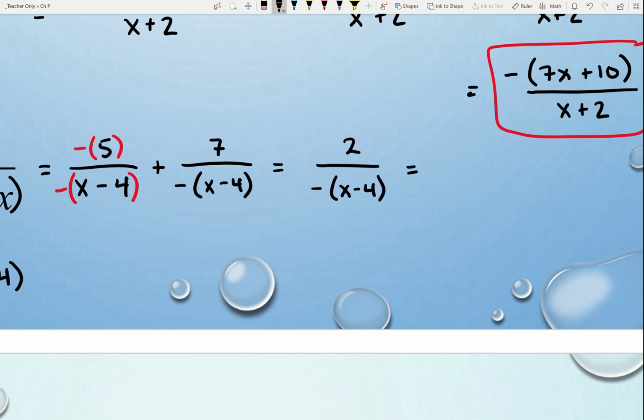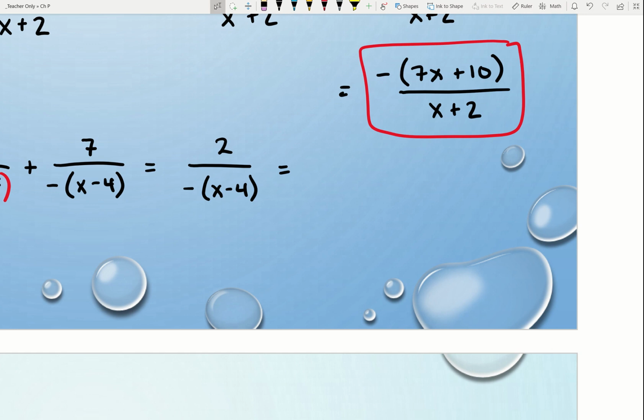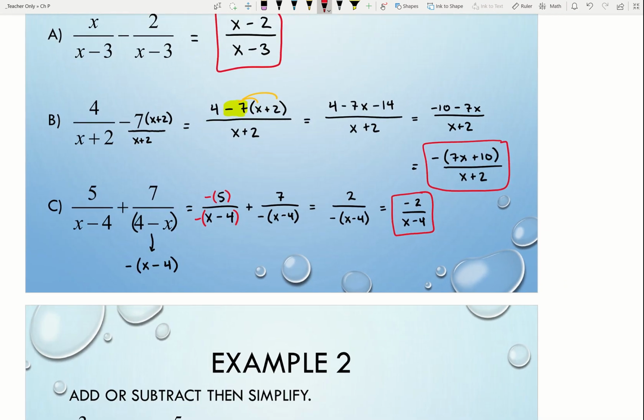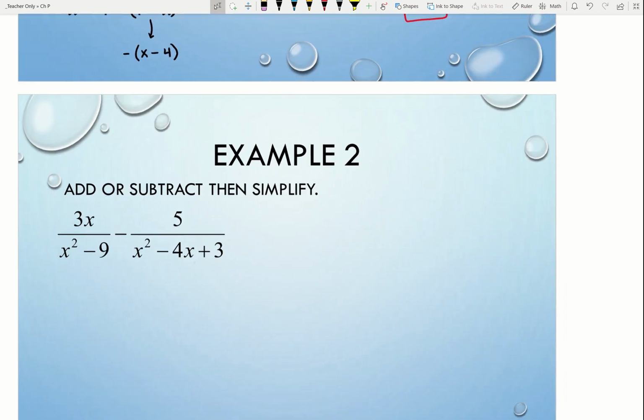That is one way to leave your answer, but typically we would like to put that negative on the constant that's on top. So my final answer here, I might say, is negative 2 over x minus 4. And that might be a little bit of a cleaner result for us in that problem. So again, when working with rational expressions, adding and subtracting, you just need a common denominator, very simply.